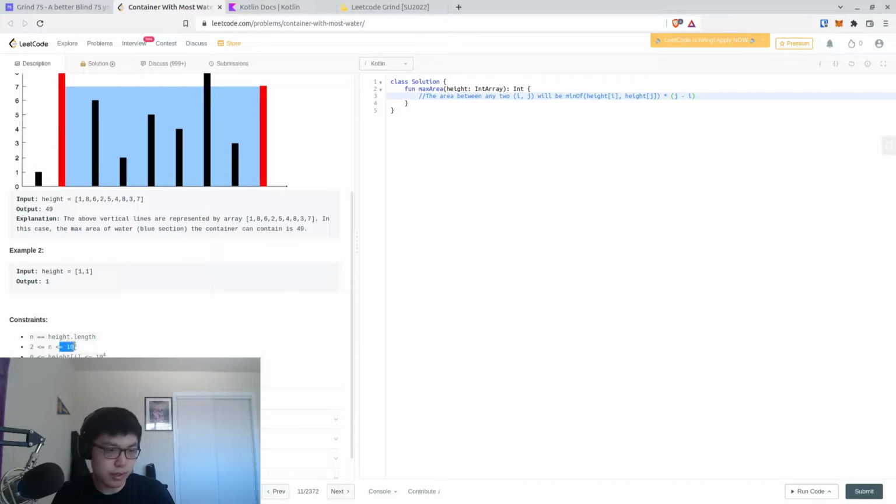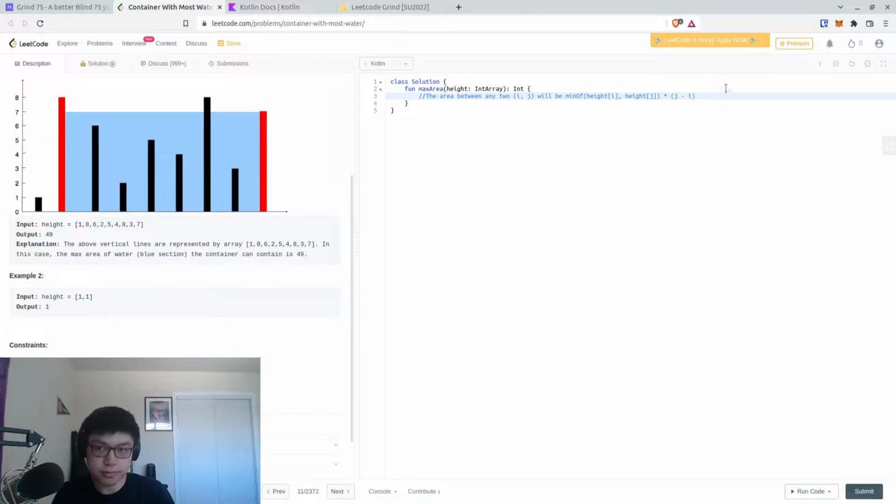We are given that the number of elements within our array, or number of inputs that we could possibly have, is between 2 and 10 to the 5.